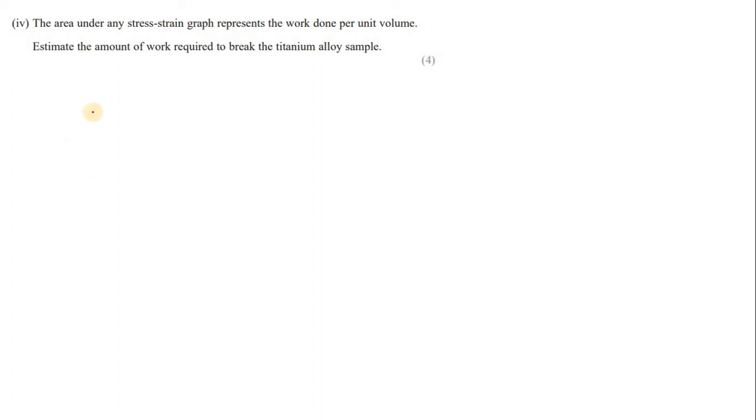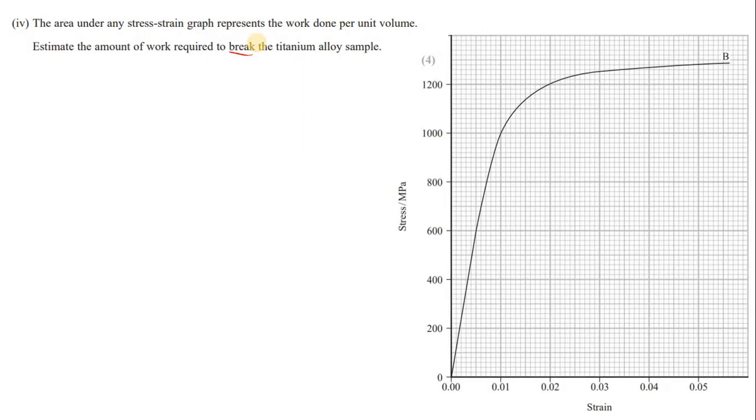Question number 4. The area under any stress strain graph represents work done per unit volume. Estimate the amount of work required to break the titanium alloy sample. So to break, work done to break. That means we need to consider the whole graph. In order to find the amount of work done, we need to find the area under the graph.